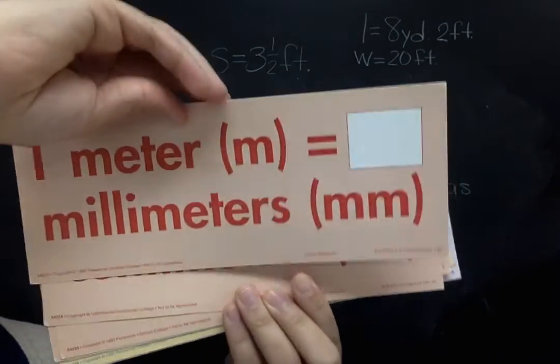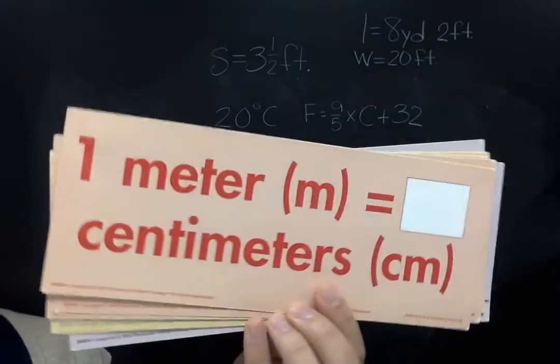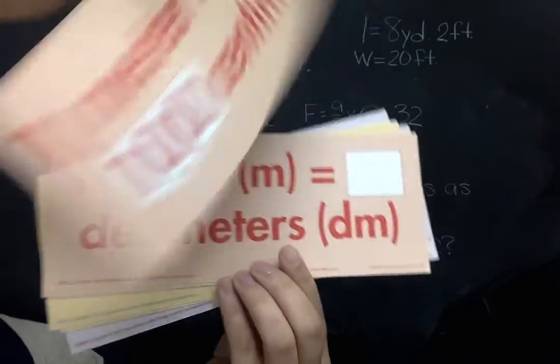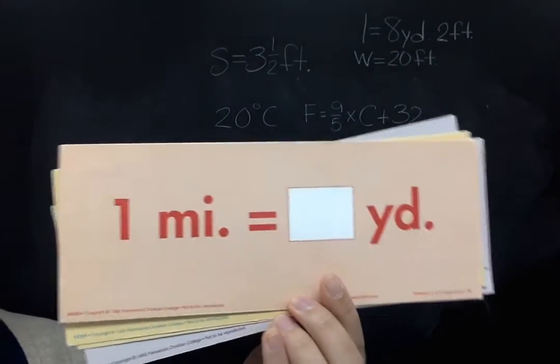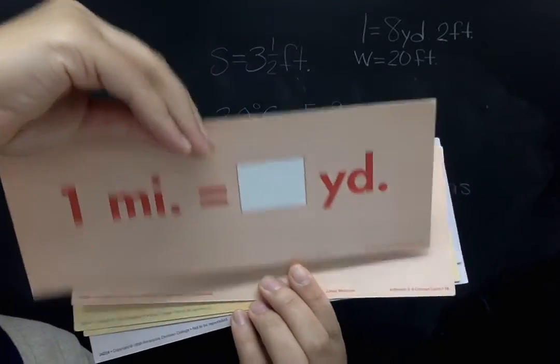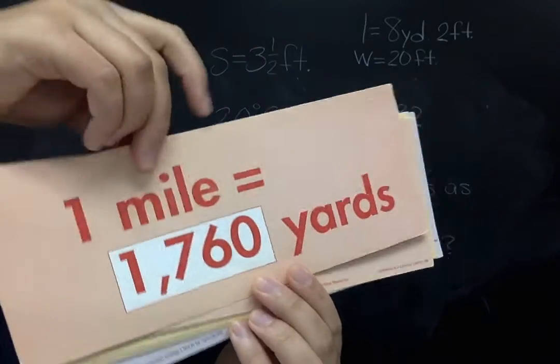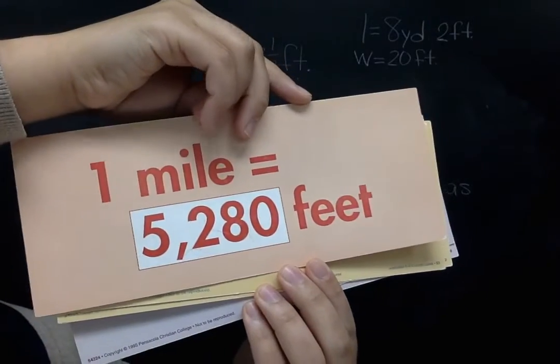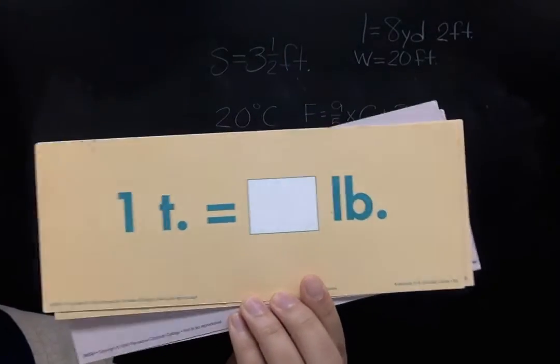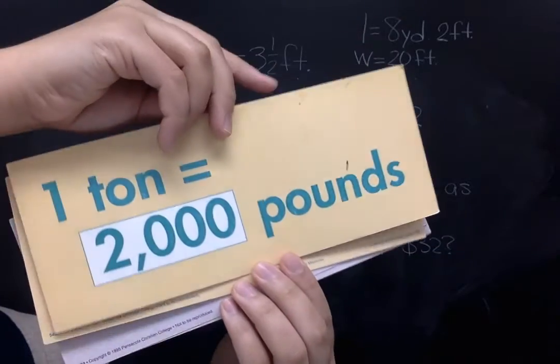1 meter equals how many millimeters? 1,000. 1 meter equals how many centimeters? 100. 1 meter equals how many decimeters? 10. 1 mile equals how many yards? 1,760. 1 mile equals how many feet? 5,280.